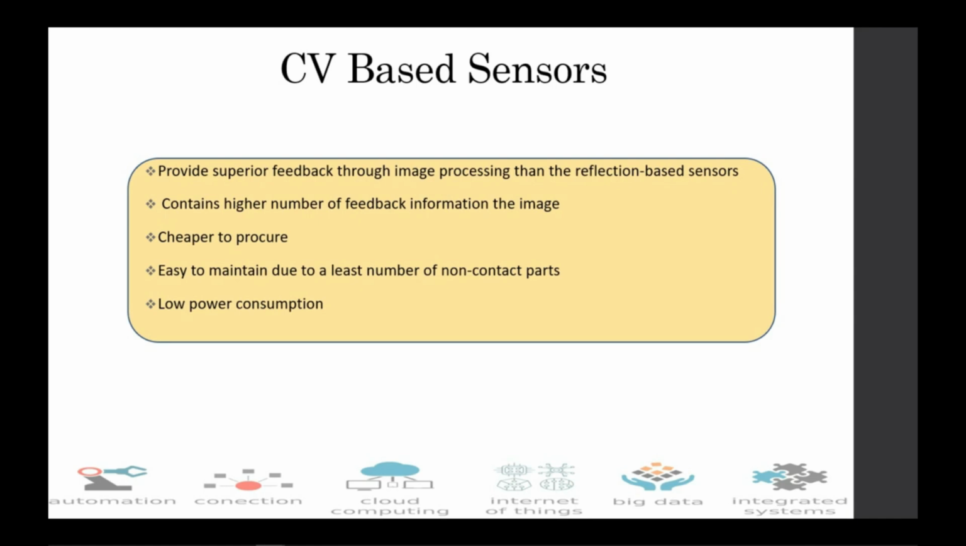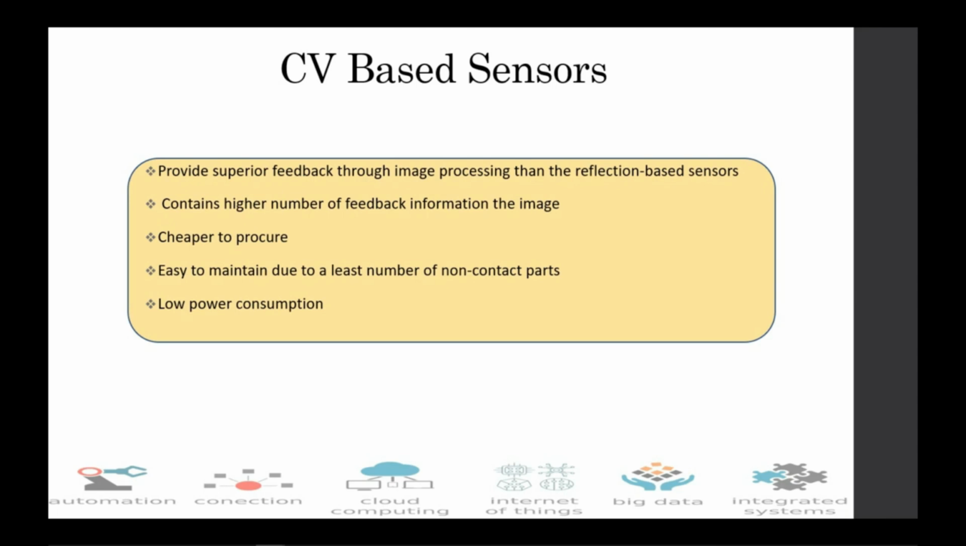The reason I used a computer vision sensor is that it provides superior feedback through image processing. Compared to reflection-based sensors, it contains a higher amount of information. Basically, an image contains all the information, and it is just a matter of how to extract and utilize that information.